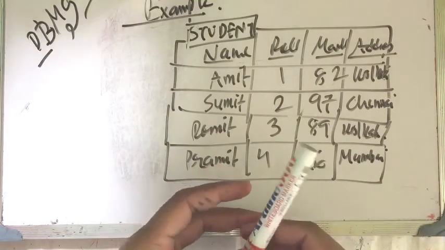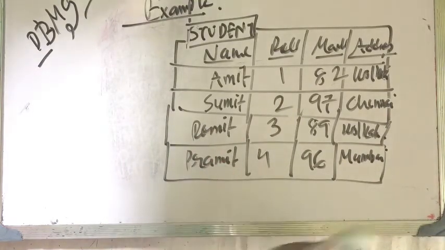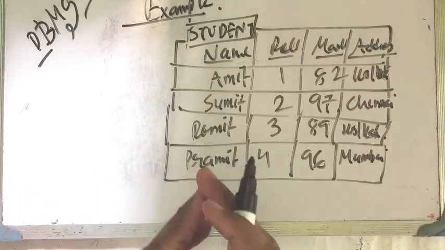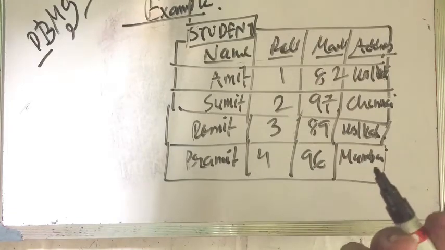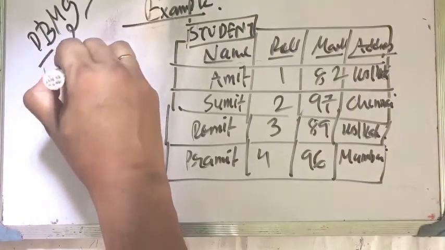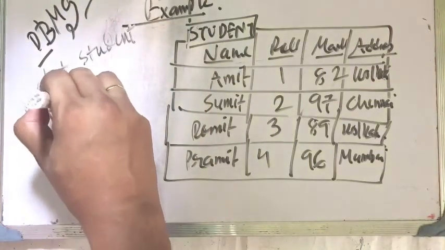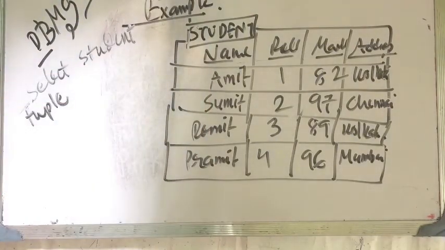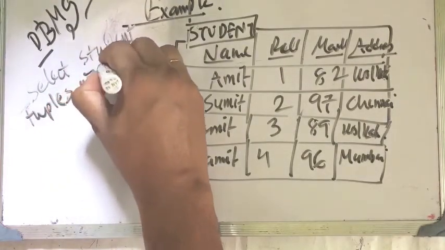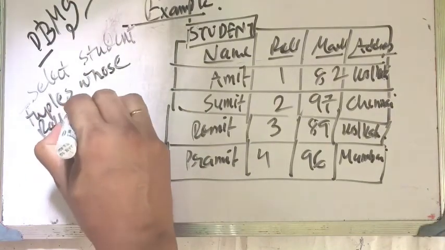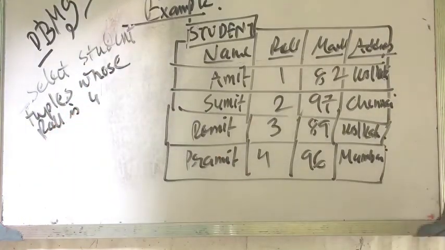Now we have to apply the selection operator. In queries, we filter out some information according to criteria, and those criteria are specified by the conditions. Select the student tuple or tuples whose roll number is 4.